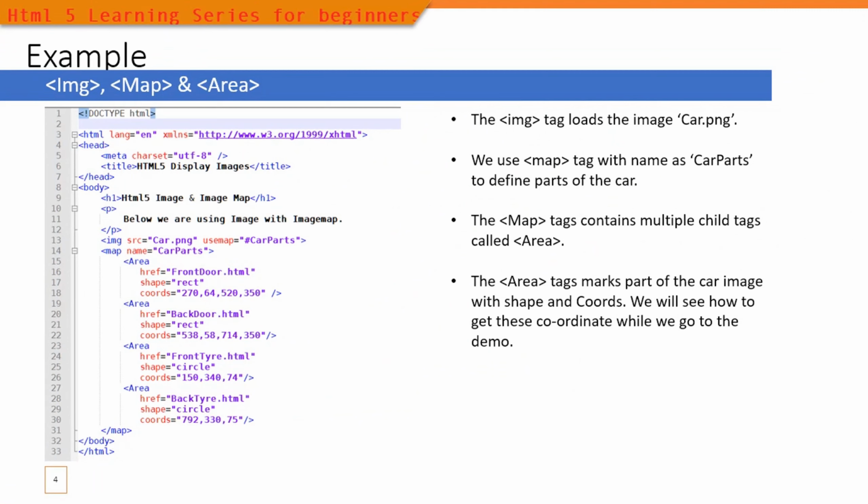So if you see here, there is a map, and the map name is carparts, and the map constitutes 4 areas. Then this map is linked to the image using the useMap attribute. So useMap equal to hash carparts. Then the map name we defined as carparts. Then we defined 4 areas inside this map.